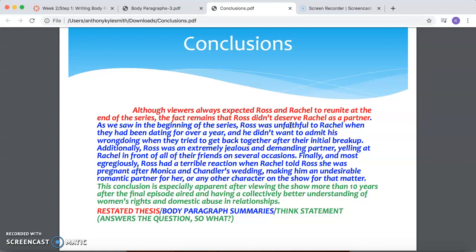Let's go down here to the think statement. This conclusion is especially apparent after viewing the show more than 10 years after the final episode aired and having a collective better understanding of women's rights and domestic abuse in relationships. Whoa, women's rights? Domestic abuse? What does that have to do with Friends? See? The writer did what they're supposed to do. They drew their own conclusion. They made a connection to real world problems. And these are kind of fraught with controversy too, right? Women's rights, domestic abuse.